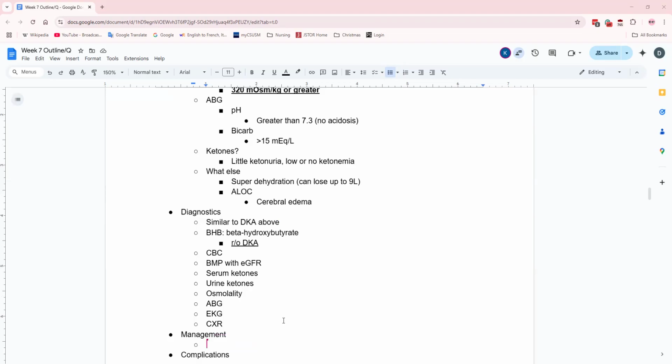I like DKA and HHNS because they are so similar that it helps me think about it. Again, the treatment is similar to above. You're going to be giving IV fluids. I just realized I didn't write it out like that here.